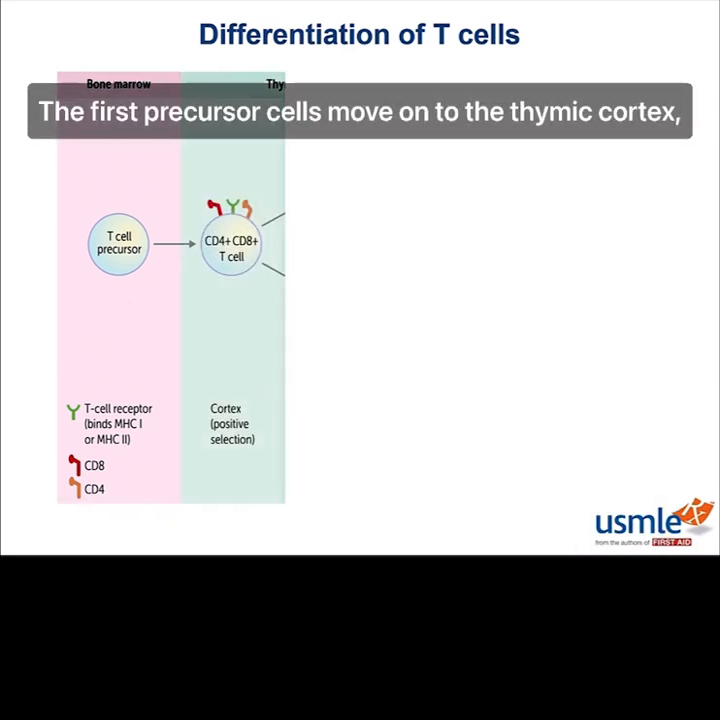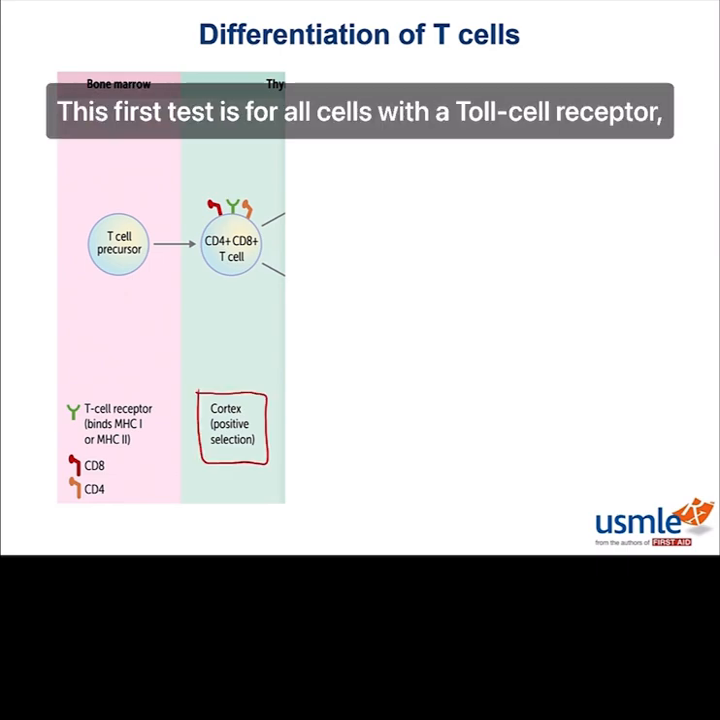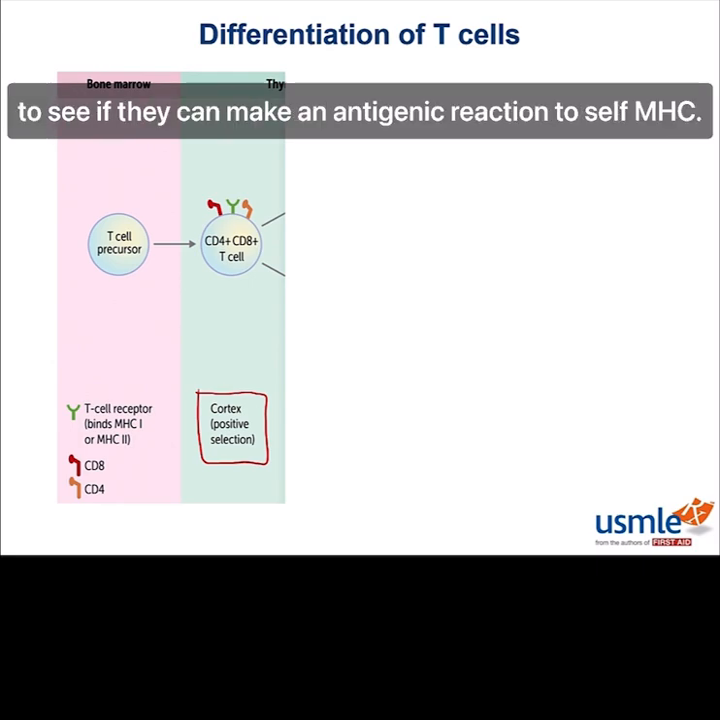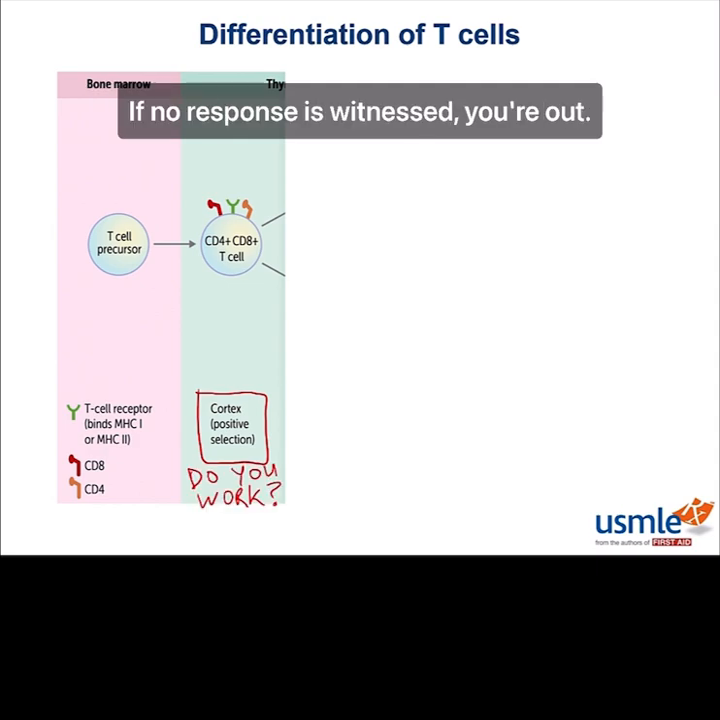The first precursor cells move on to the thymic cortex, where positive selection occurs. This first test is for all cells with a T cell receptor to see if they can make an antigenic reaction to self-MHC. This step is basically asking, do you work? If no response is witnessed, you're out. The cell undergoes apoptosis. Only those worthy and functioning properly get to move further through the gauntlet.